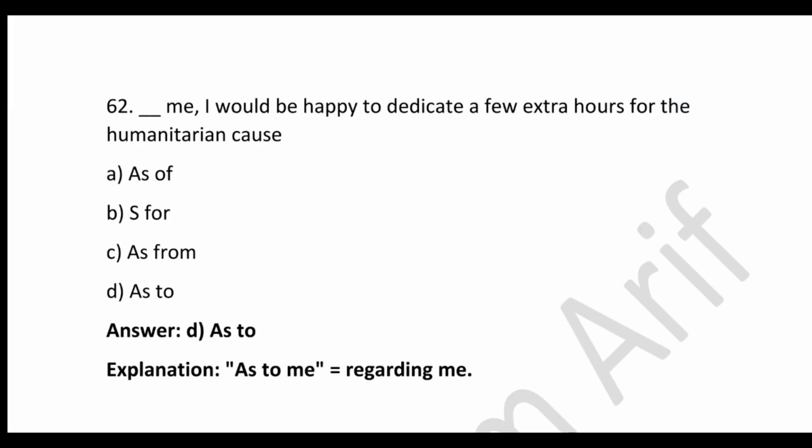Dash me, I would be happy to dedicate a few extra hours for the humanitarian cause. Correct answer is option D, that is as to. Because as to me is used for regarding me.